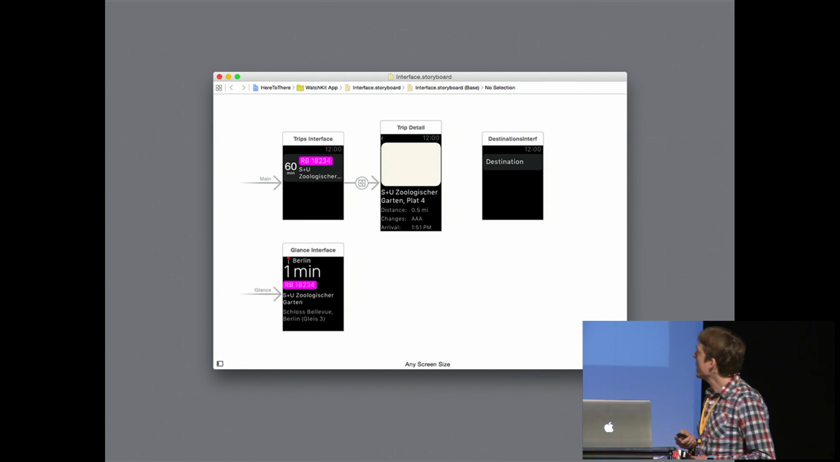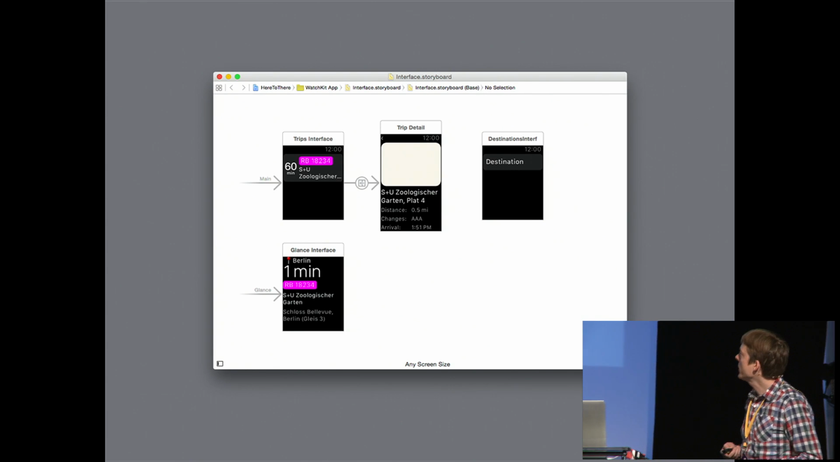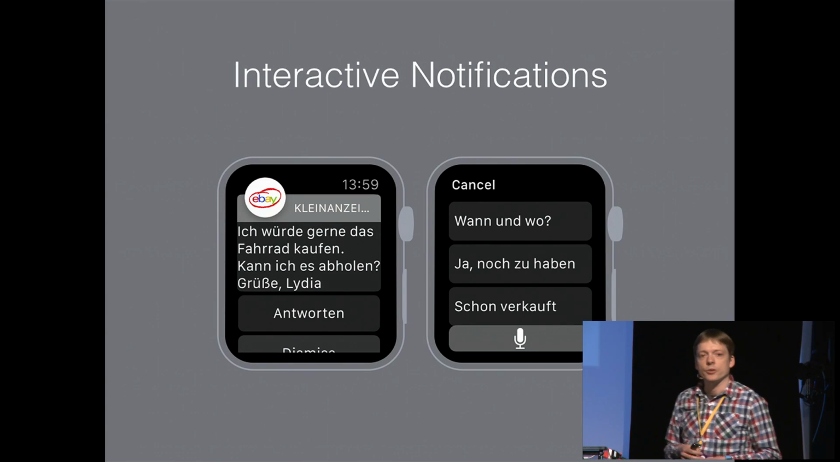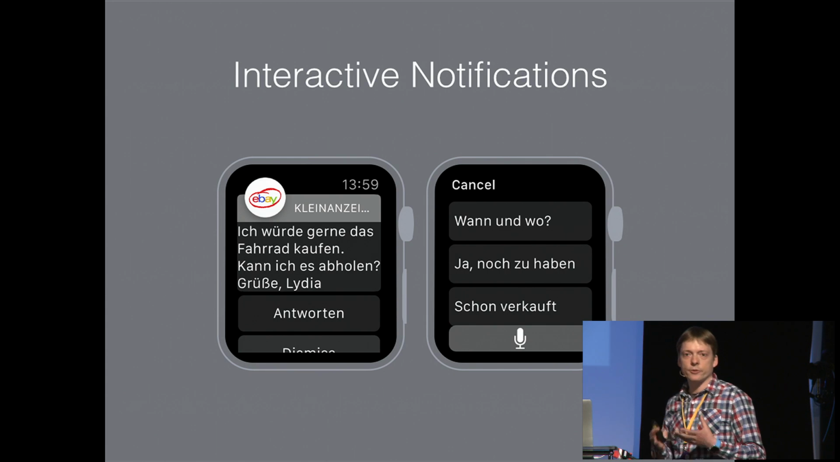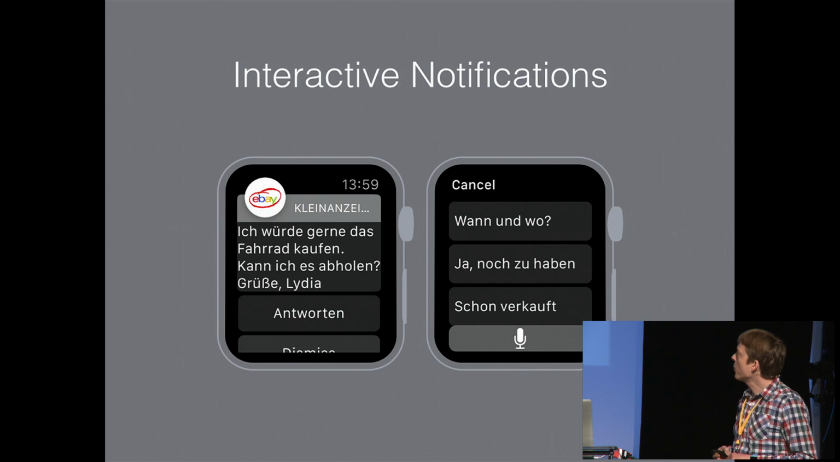The third type of experience you can develop as a developer are notifications. Notifications are supported by default on the watch. However, you can improve them or customize them with code. For one, you can make notifications interactive, which means they have buttons. In this case, Kleinanzeigen supports messaging between buyer and sellers. And what you can display is an answering button that launches the app and shows shortcuts, so you can quickly answer to notifications.